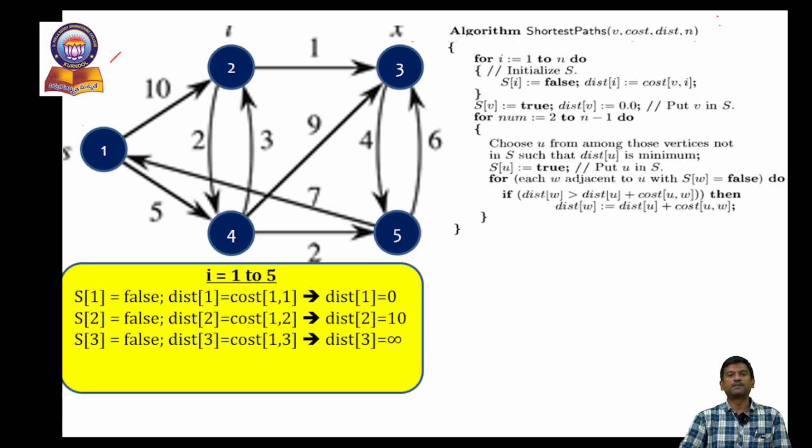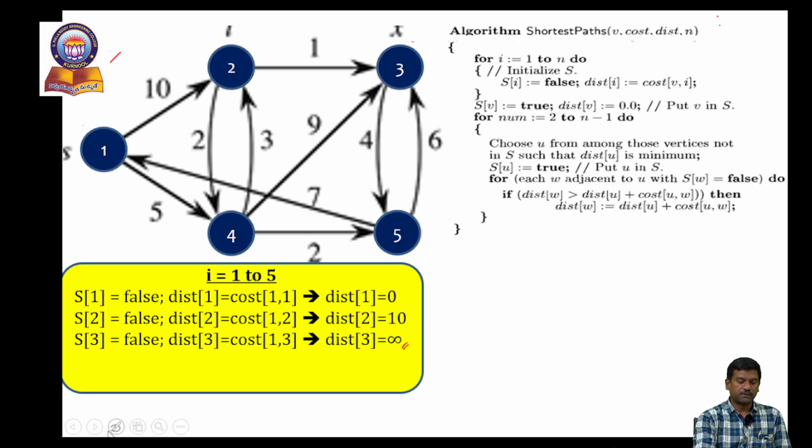Whereas for cost of 1 comma 1, cost of 2 comma 2, cost of 3 comma 3, that is cost of I comma I, it has been set as 0. So here, distance of 3 is equal to cost of 1 comma 3. Since there is no direct edge connected from 1 to 3, that is the reason it has been kept as infinity.